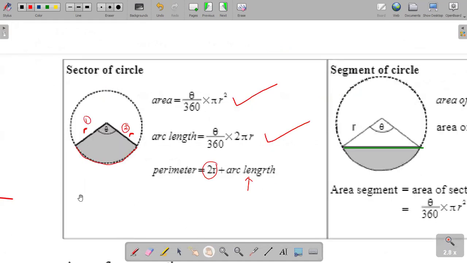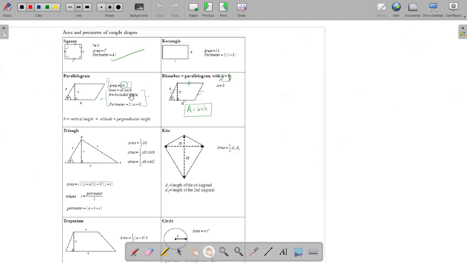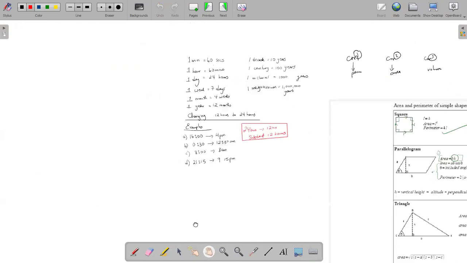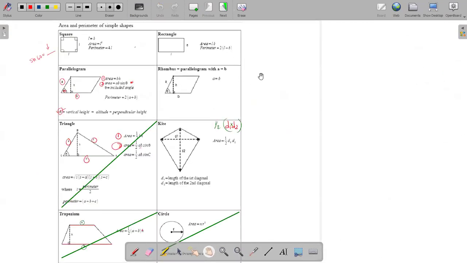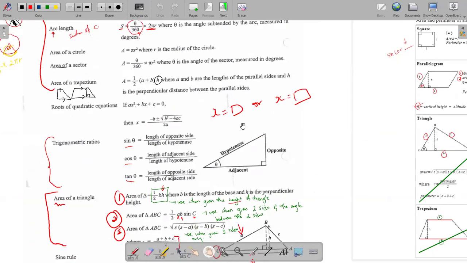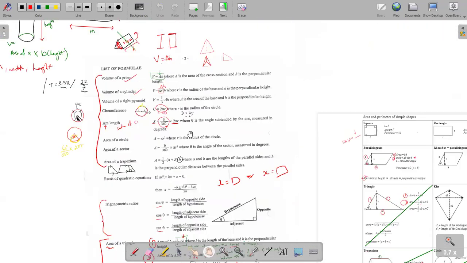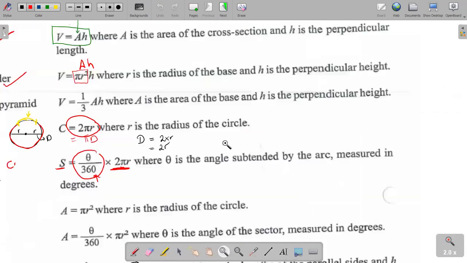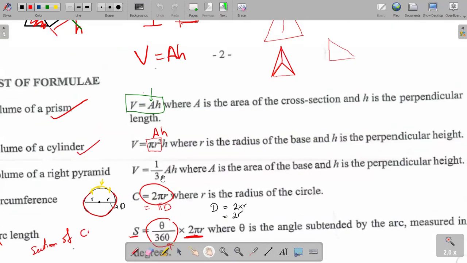So for those who are late, I'm going to go back quickly just to show you what we're talking about with the formula sheet. This is the formula sheet that comes in the exam. Those formulas are given to you here, so you don't have to stress yourself about memorizing them. You just have to remember how to use them.